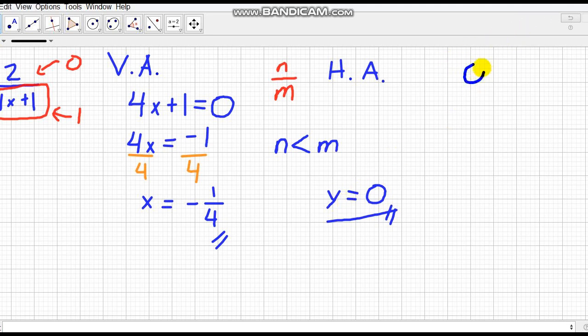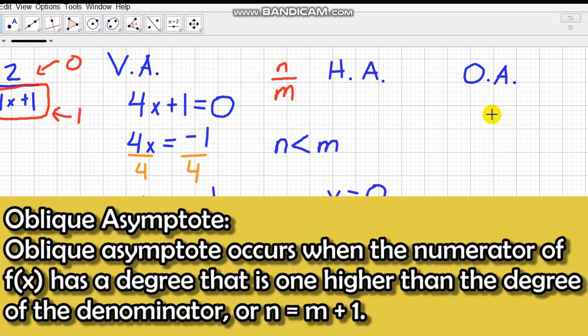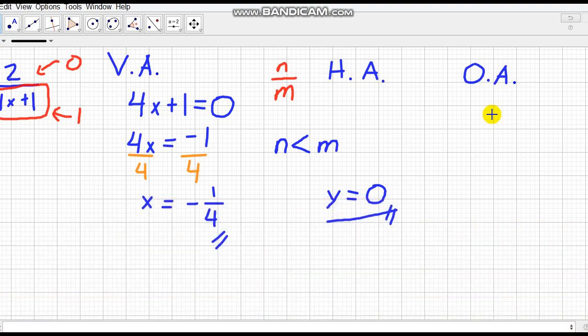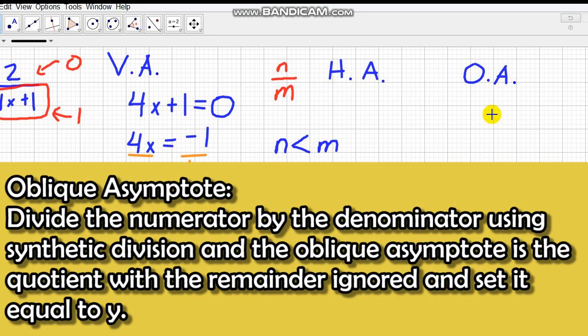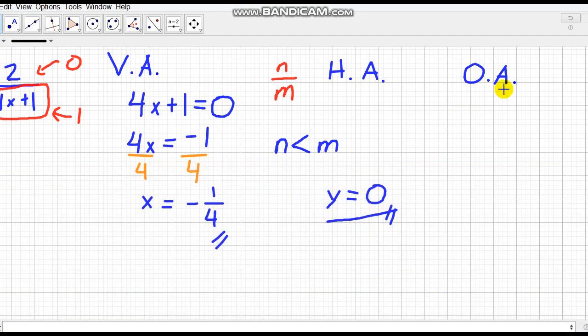Lastly, we have the oblique asymptotes. Now, the oblique asymptotes work only in some specific cases. Oblique asymptotes occur when the numerator of f of x has a degree that is 1 higher than the degree of the denominator, or n is equal to m plus 1. If we have that, we divide the numerator by the denominator using synthetic division, and the oblique asymptote is the quotient with the remainder ignored, set equal to y. So the oblique asymptotes only occur when n is equal to m plus 1.